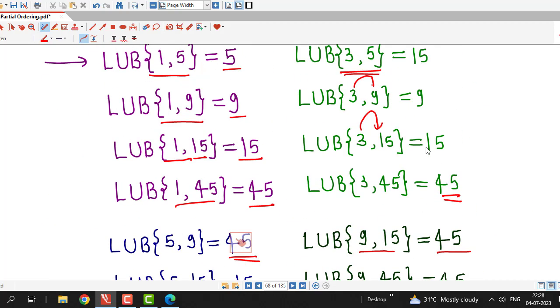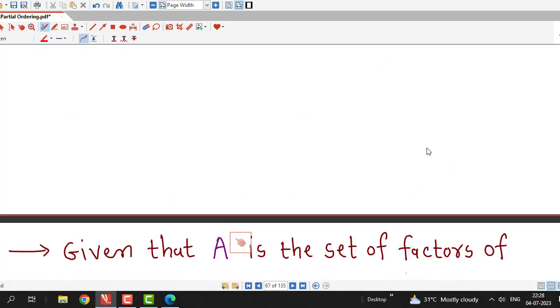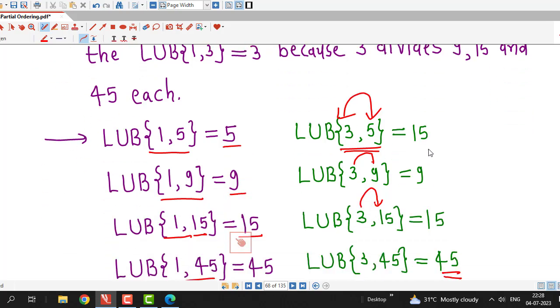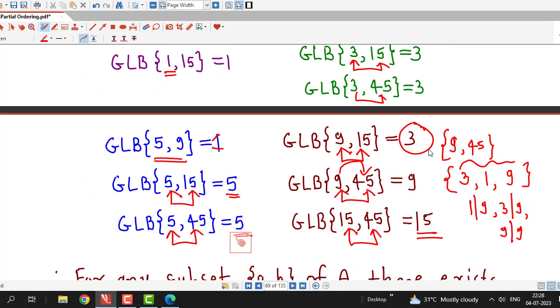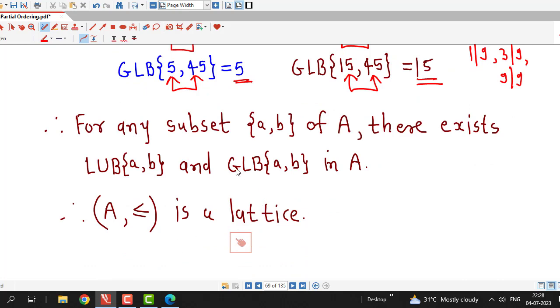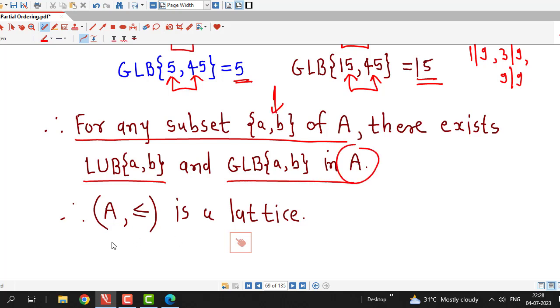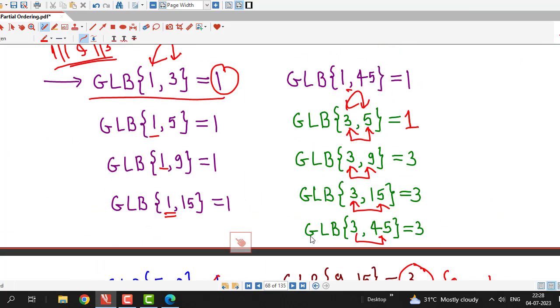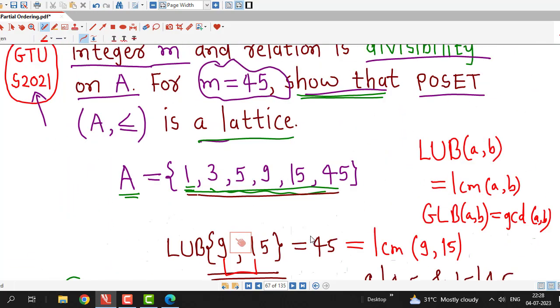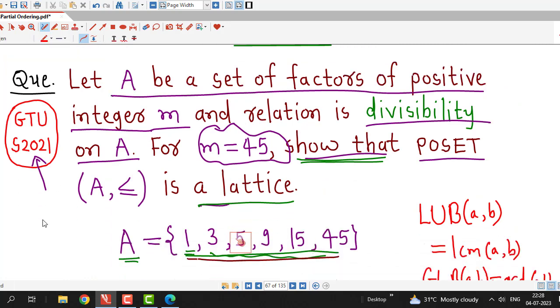So in this way you have to mention all the possible pairs, and you have to write that the least upper bound and greatest lower bound exist for each possible pair. Therefore the given set is a lattice. Here I have written, for any subset AB of A, there exists a least upper bound and greatest lower bound of this set in A. Therefore capital A is a lattice under the divides relation. So this is all about this session, and this question was asked in the GTU exam for 7 marks. And all we are using is the definition of upper bound, lower bound, greatest lower bound and least upper bound.